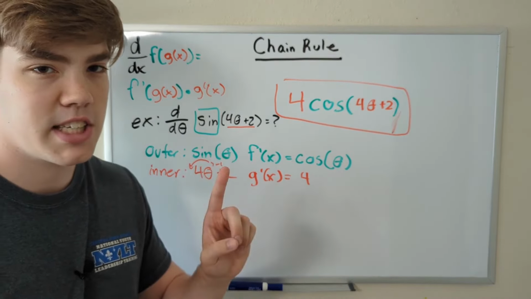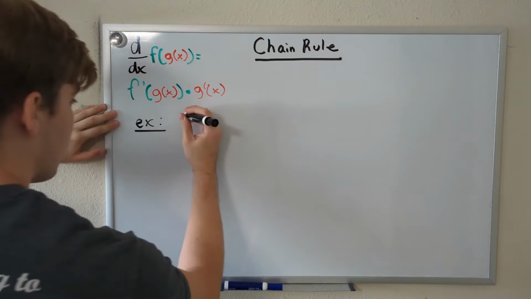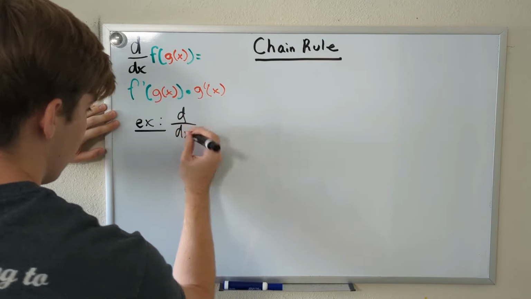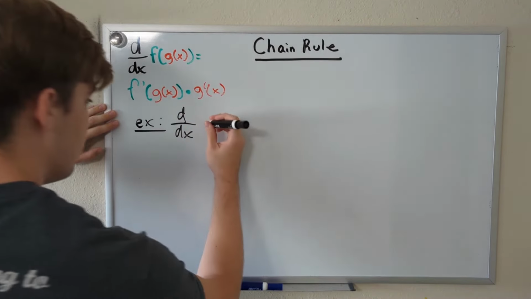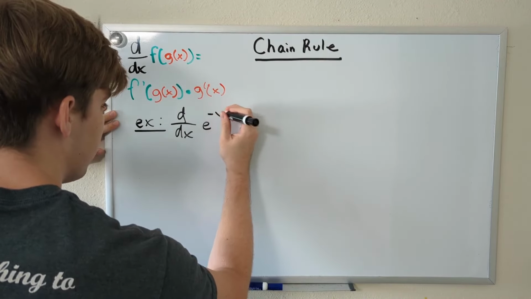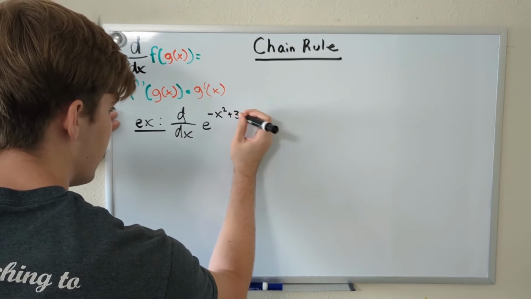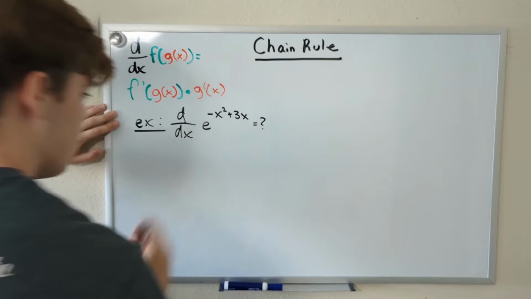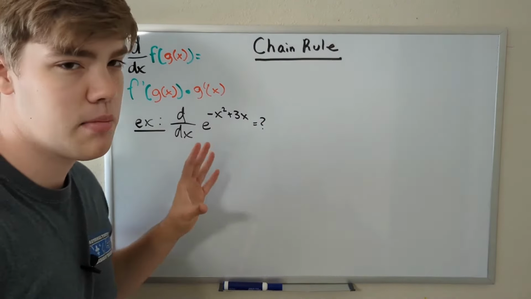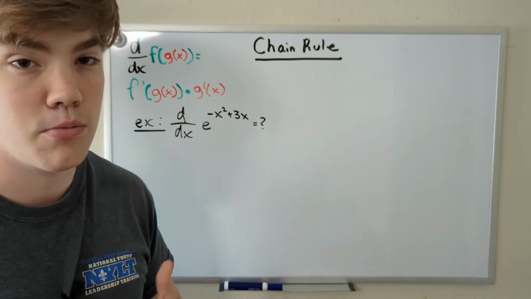We're going to do one more example for this video. For our last example, we want to find the derivative with respect to x, don't worry, we're going back to x like usual, of e to the negative x squared plus 3x. What is this derivative equal to? Now, I understand this probably looks a little intimidating, but it's not too hard, and we'll walk through it together.